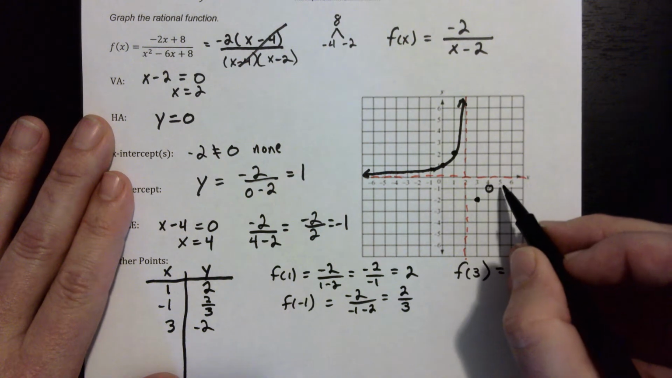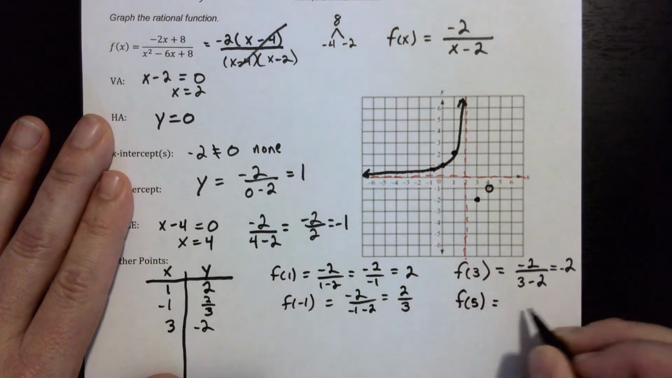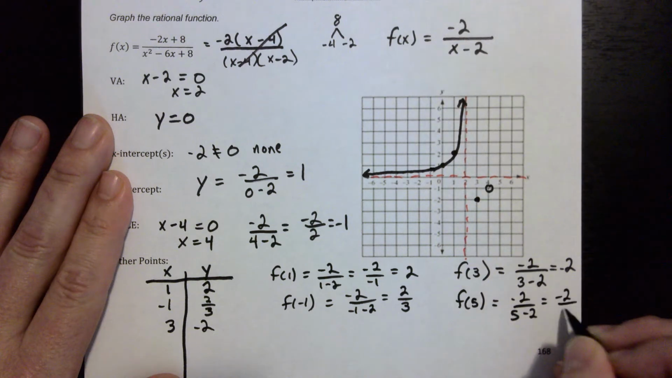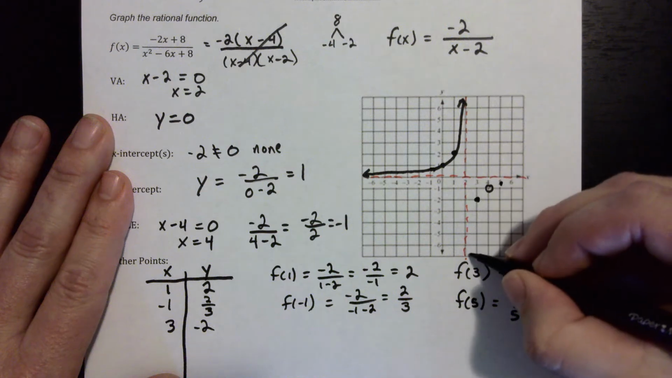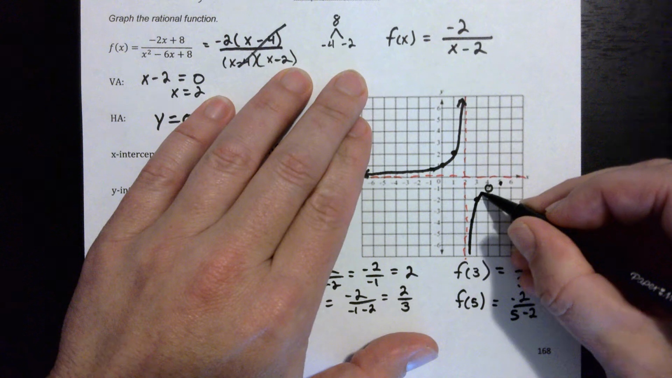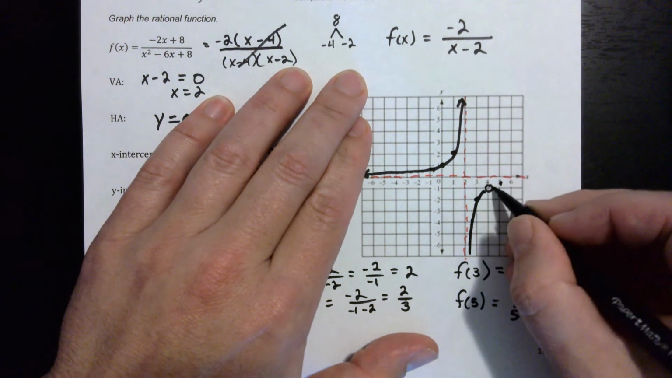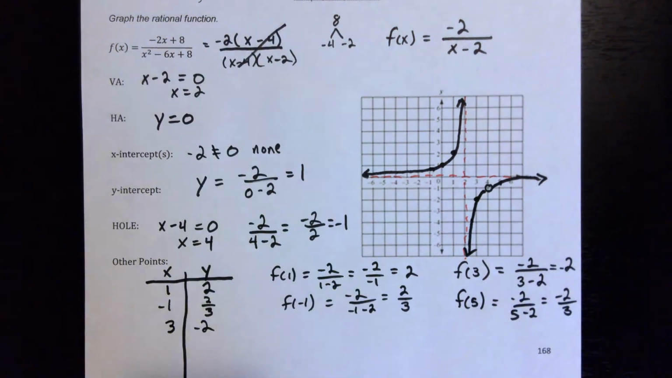Let's do 5. That'll be our last point. So f of 5 is equal to negative 2 over 5 minus 2, which is negative 2 over 3, negative 2/3. So negative 2/3 is about right here. So that gives us enough that I can go ahead and sketch this graph. There's a hole there, and then I keep going. Okay, so there's that graph.